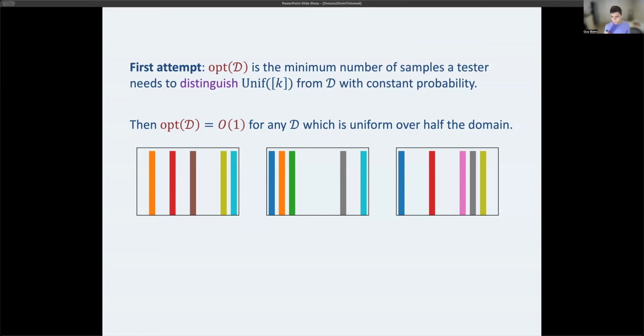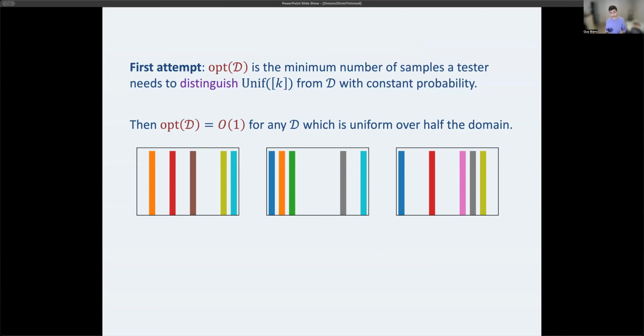And the reason for that is quite simple. If I knew I had, say, the distribution all the way on the left, and I ever got an element that has 0 mass under that distribution, I would immediately know I'm in a uniform distribution. And if I never get any of those, that's quite unlikely under the uniform distribution. So there's a very simple test that just looks at whether any of the elements that have 0 mass under D are present in the sample.